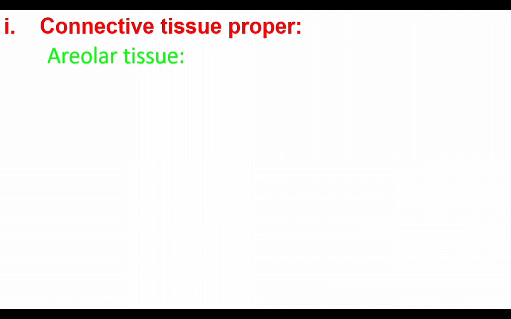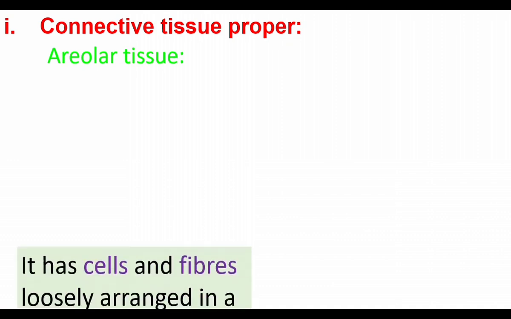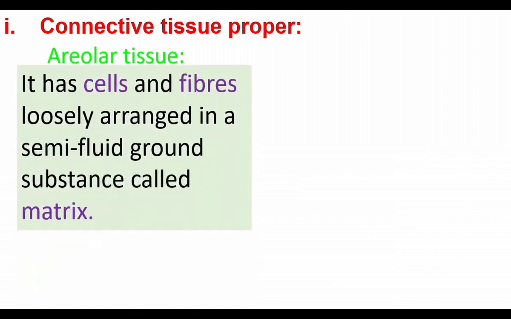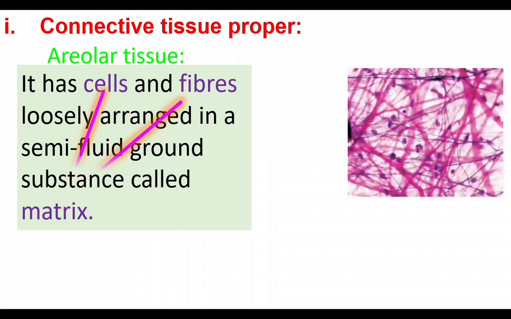Areolar tissue is in the form of foam. It has cells and fibers. They are loosely arranged in a semi-fluid ground substance called matrix. Areolar connective tissue is formed of cells and fibers. They are found in the matrix. The matrix is semi-fluid, half-fluid. Here this picture shows the structure of areolar tissue. We can find cells and fibers. In between the cells and fibers, the semi-liquid ground substance called matrix is present.